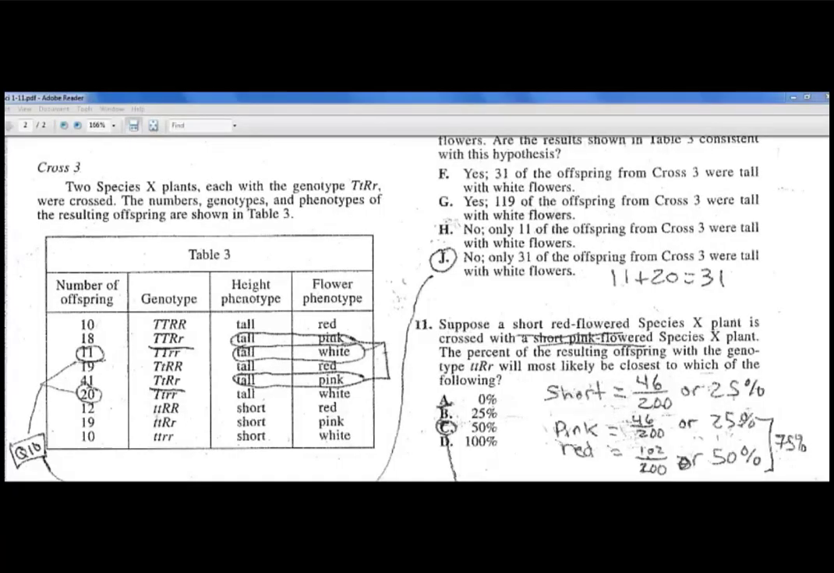Test 68C, Science, Practice Problem number 11. Number 11, bear with me kids, this is a tough problem. We are going to make this extremely easy.